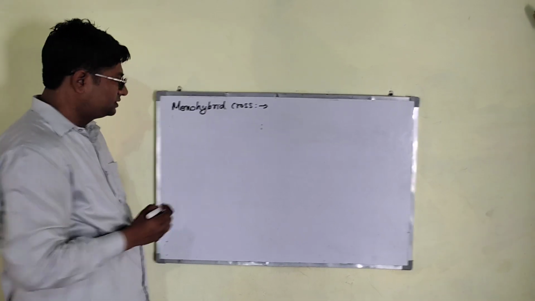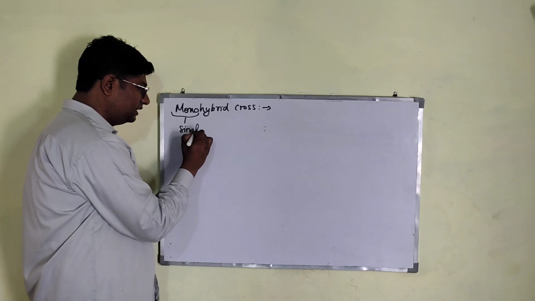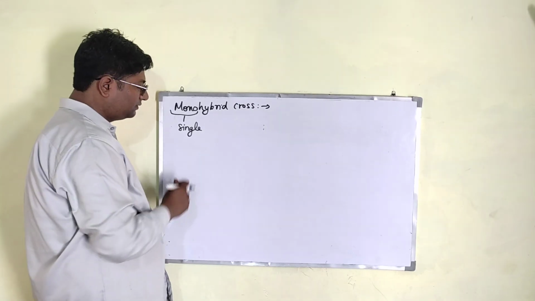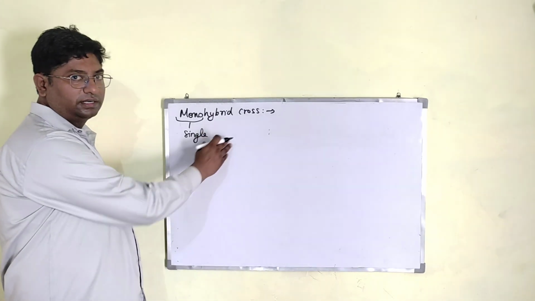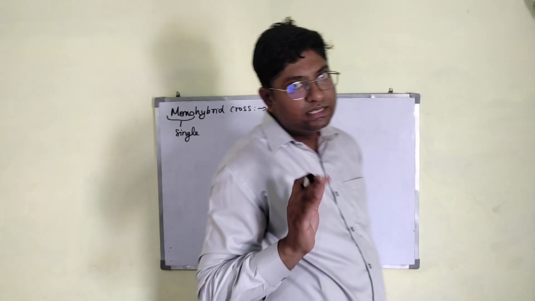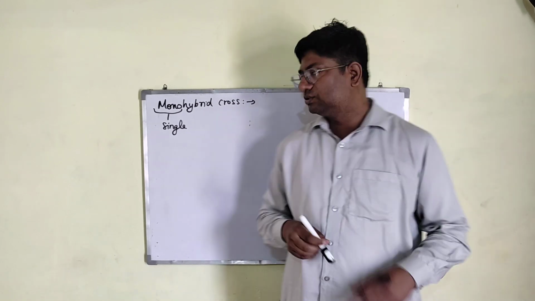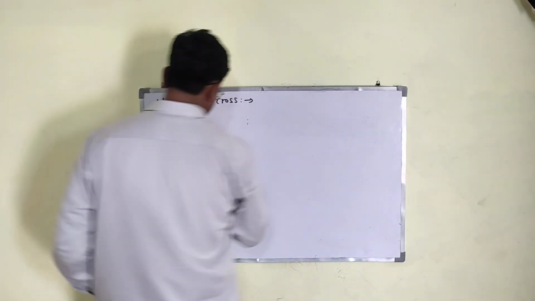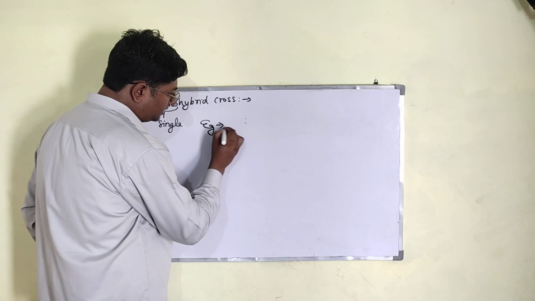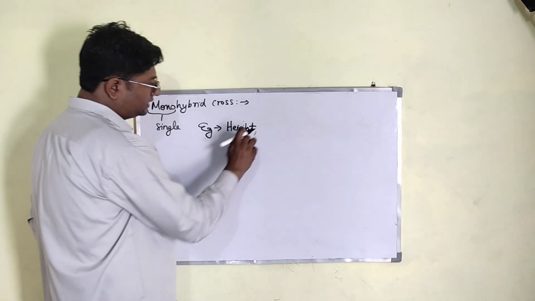Monohybrid cross is the cross in which we study the inheritance of a single character or trait. Mono means single. As we know, Mendel studied 7 contrasting characters or traits. So here we are using height as an example.